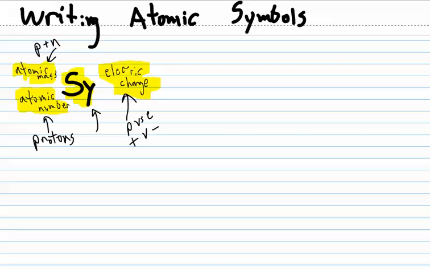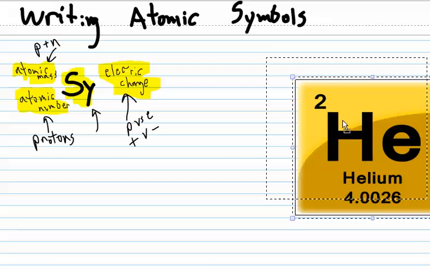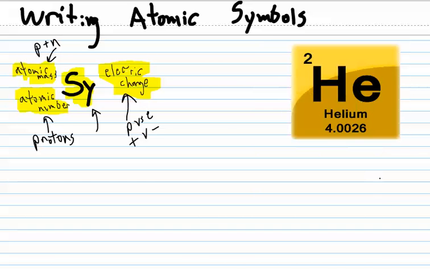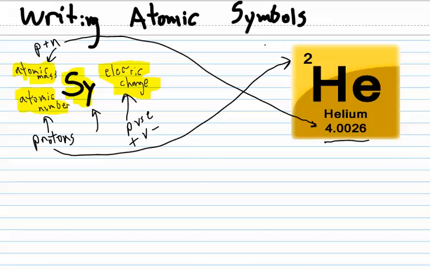So let me mess around with this. I'm going to use helium as an example. This is just from a periodic table somewhere. The atomic mass, protons plus neutrons, is right here: 4.0026. That's an average, so there are some heavier heliums out there. We'll get to that in a minute. And the protons are right here. That's the atomic number. The symbol for helium is He. And electric charge, we'll get to that soon enough.